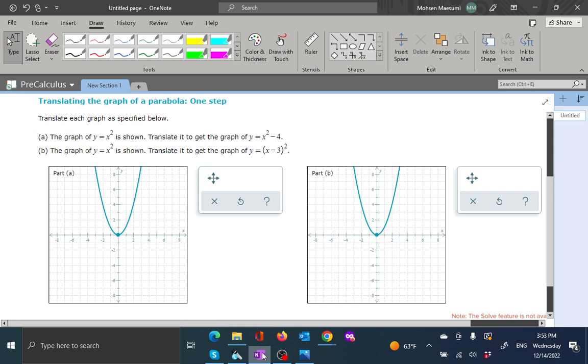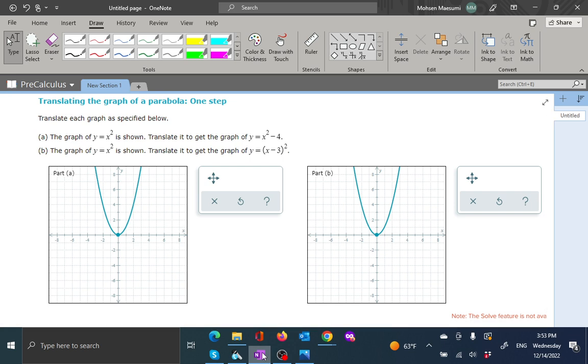So here is a typical problem in this section. It says the graph of y equal to x squared is shown. Translate it to get the graph of y equal to x squared minus 4, and another one is asking you to graph y is equal to quantity x minus 3 squared. Okay, I'm going to describe this problem in general, and then I'll let you play with this problem so that you get the answers. Let's see.